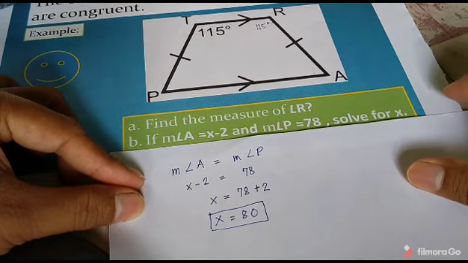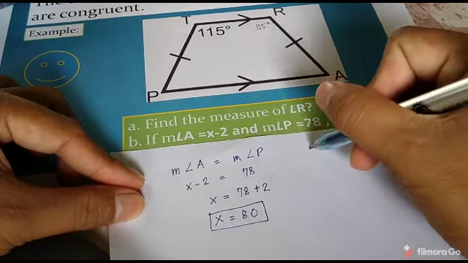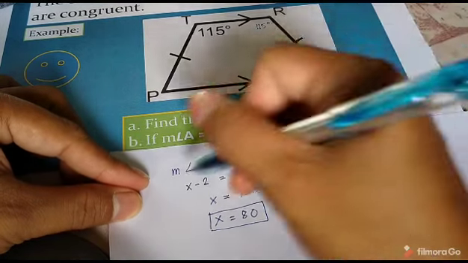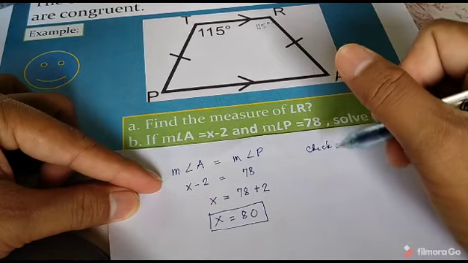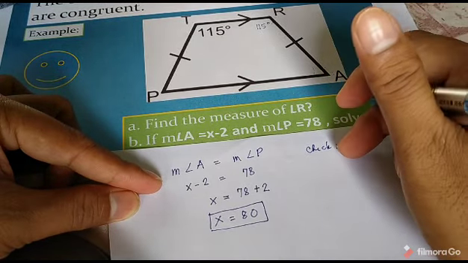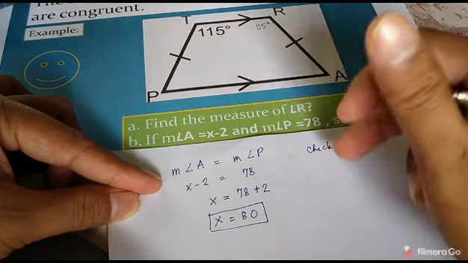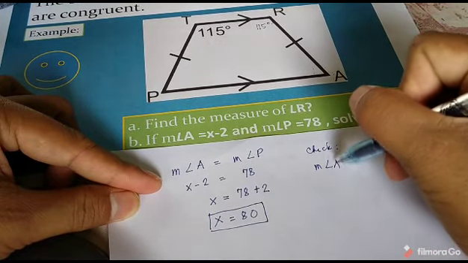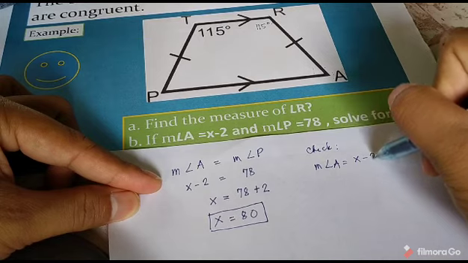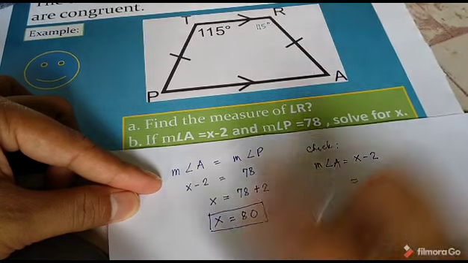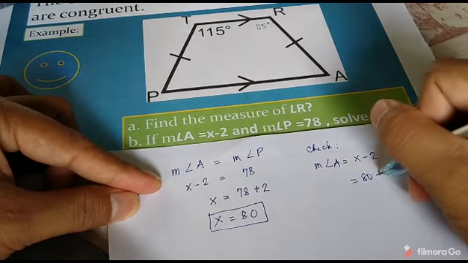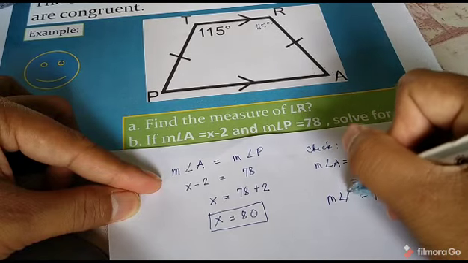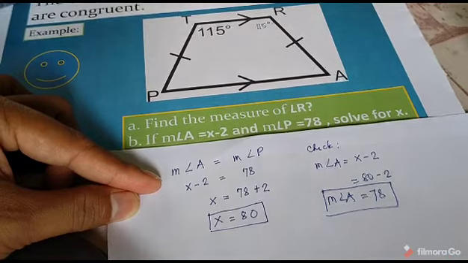Is that clear? So to double check, if you really want to check that they are congruent, how much is the measure of angle A? Just substitute: the measure of angle A equals x minus 2. So what's the value of x? That is 80. So 80 minus 2, you would have 78. So they are congruent. Okay?